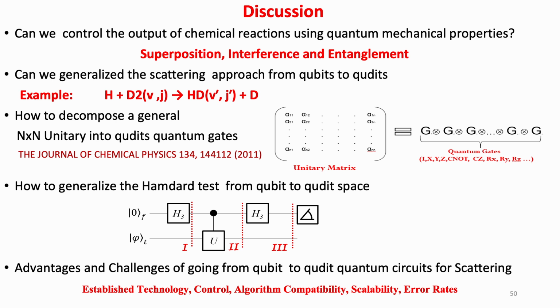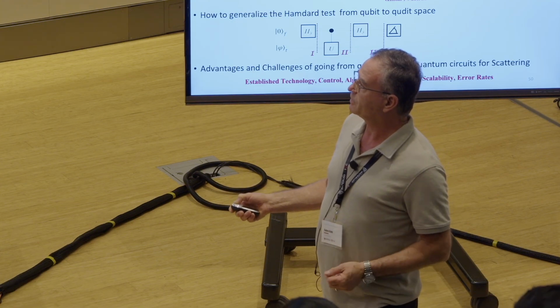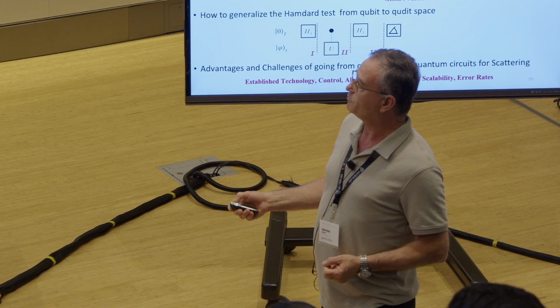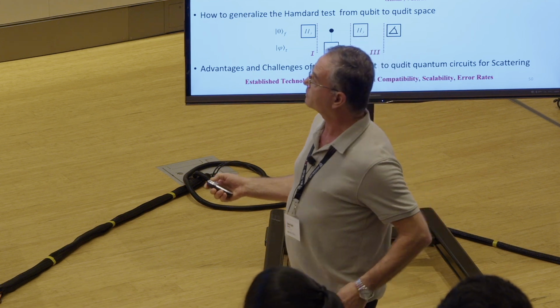And the other direction is, I talked about the modified Hadamard test for qubits, but you can also think about generalizing it to qutrits, and I think someone mentioned this for qutrits yesterday, but we can generalize it to qudit space. And again, at the end, when you go from qubit to qudit, you have to discuss the advantages and challenges. And for that, you have to discuss the technology, how you implement these, how you control them, the algorithm compatibility, scalability, and error rates.